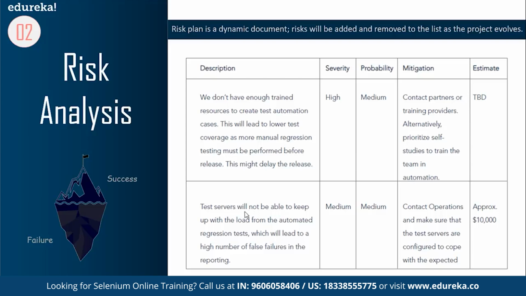Similarly, next risk, it says test servers will not be able to keep up with the load from the automated regression test, which will lead to a high number of false failures in the reporting. And what's the risk level? Medium. And the probability is medium. What you could do is contact operations and make sure that the servers are configured to cope with the expected load. Now, what about the cost? It's about $10,000. So this way, you can create a risk document. But one more important thing is that the risk plan is a dynamic document, as in it keeps changing, it's not fixed. So risks will be added and removed from the list as the project evolves.